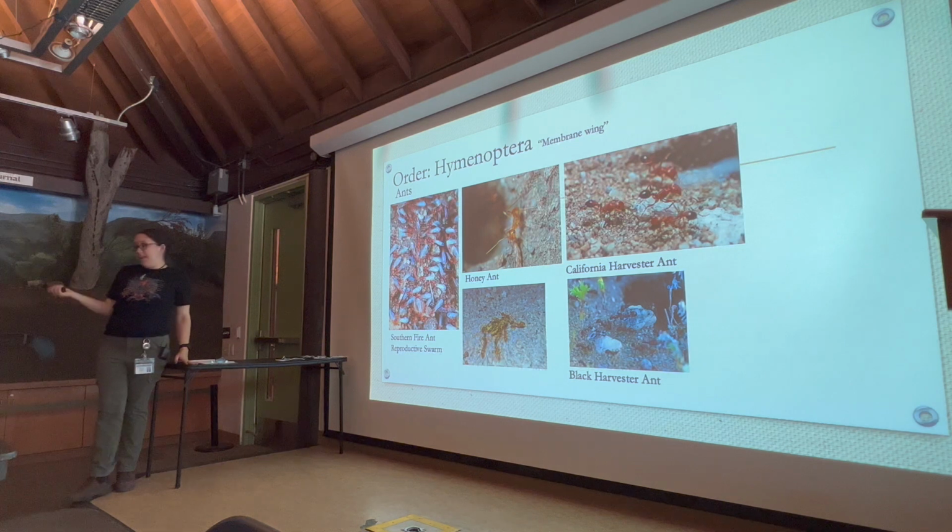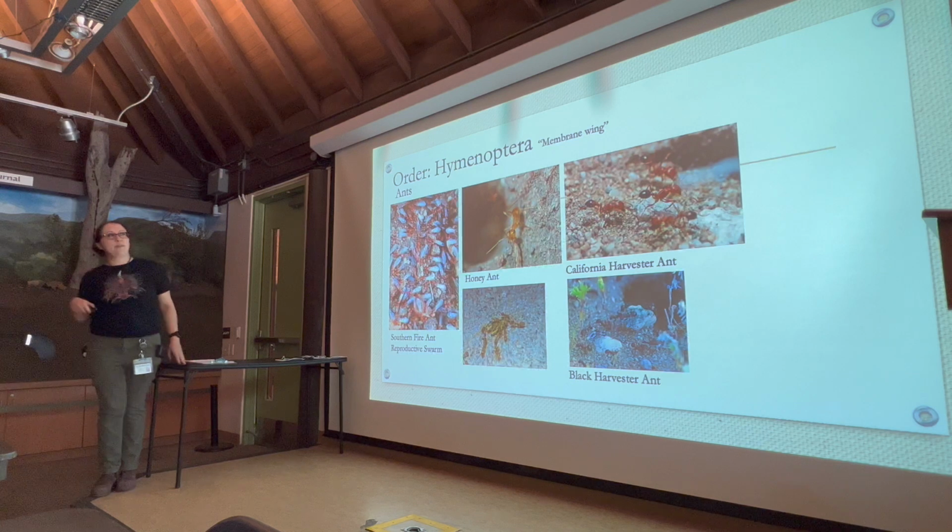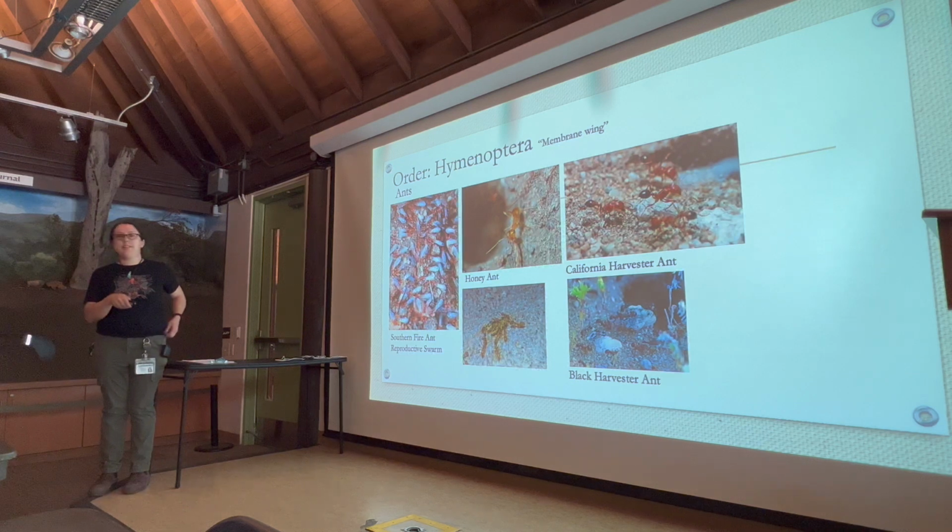Ants are also good decomposers. Here's a whole bunch of honey ants dragging off a dead grasshopper. The common ones that we get around here, I'm sure, are the harvester ant and the black harvester ant. Oh, California and black. They can sting, at least the California ones, so I don't recommend picking them up. But they're very important, the California harvester ant, for something I'm going to talk about next week, which is a very specific, fun lizard.